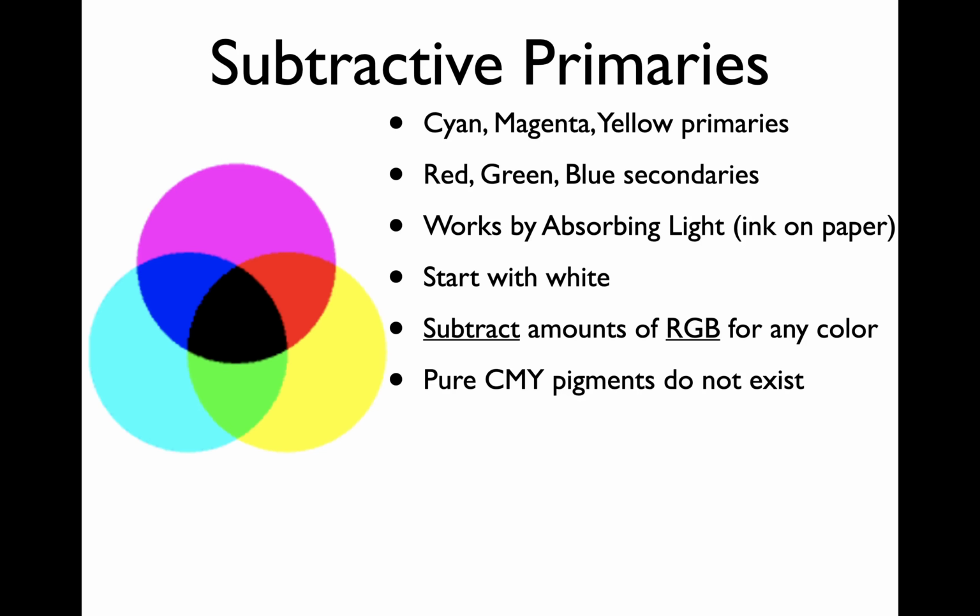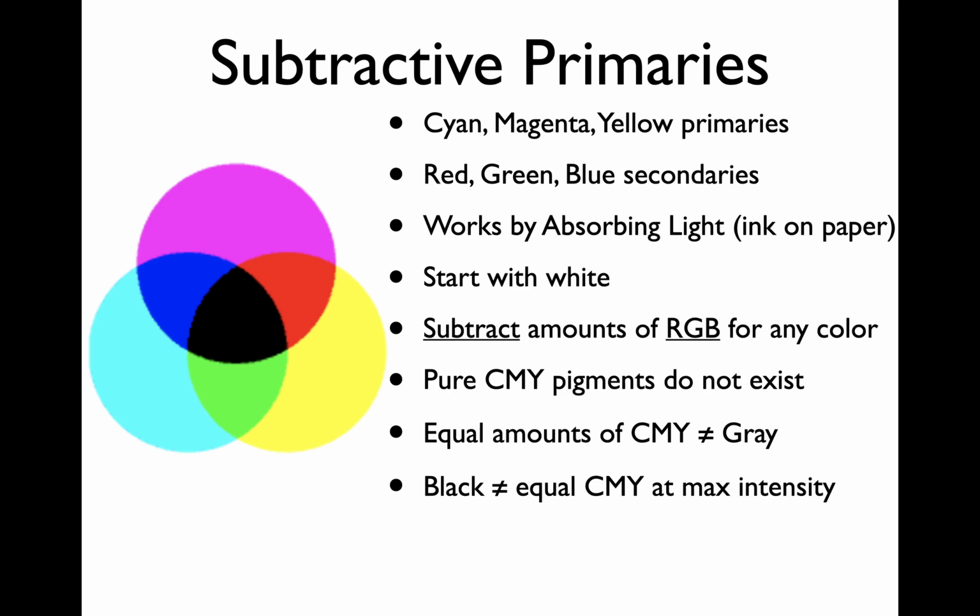Pure CMYK pigments do not exist. Equal amounts of CMYK do not equal gray. Black is equal to the CMYK at its maximum intensity. That's why we actually need a black ink. But in this system, how white is white? We've already talked about in the additive system how black is black. In this system, how white is white?